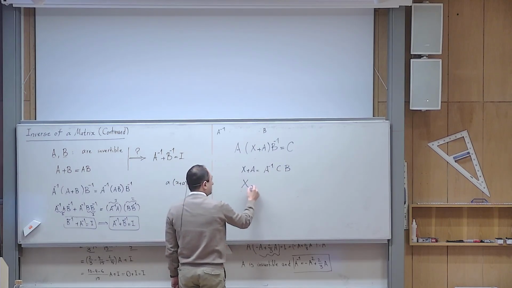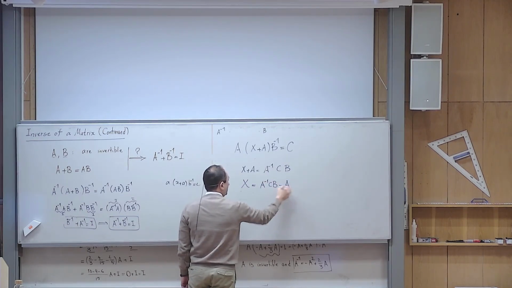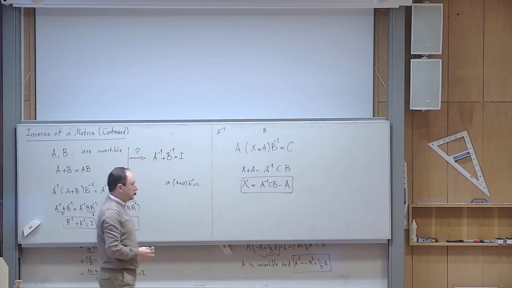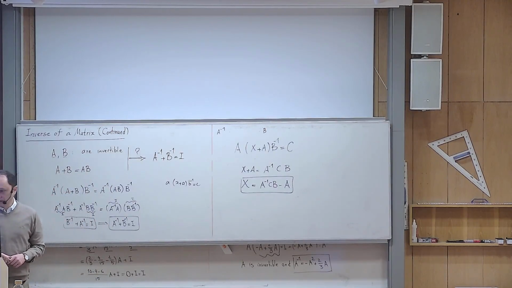I want to find my X now. So what is X? X is A inverse C B minus A, in exactly the same order that appears here. You cannot change the order at all. So this should be the only way that you write it, yes? Okay, so that's also good.